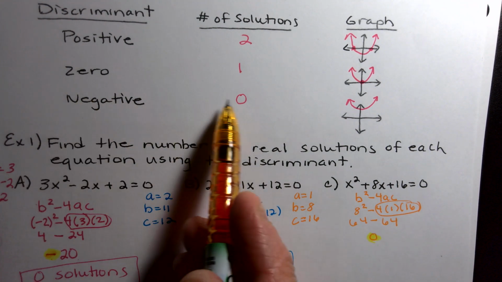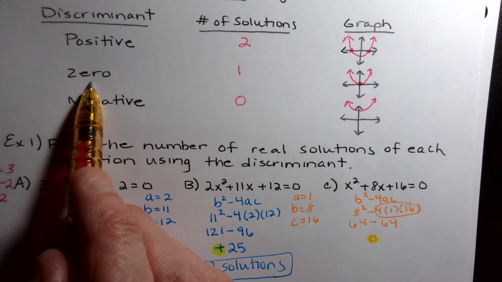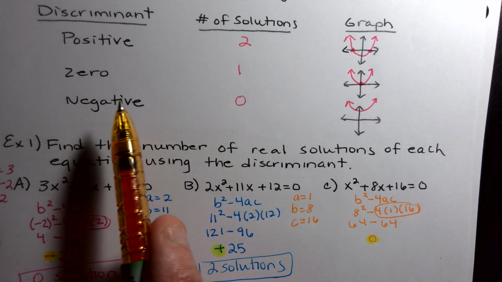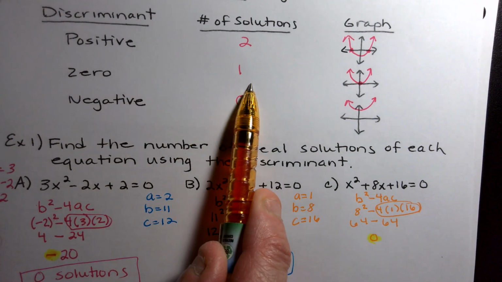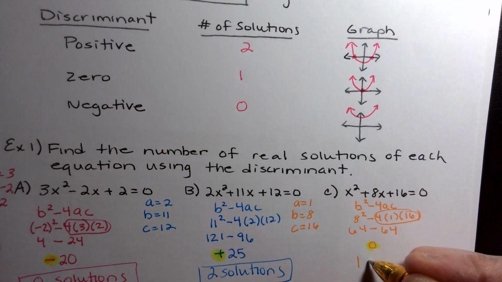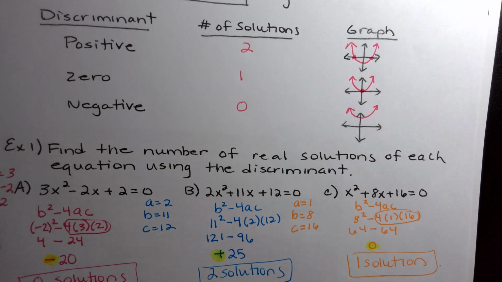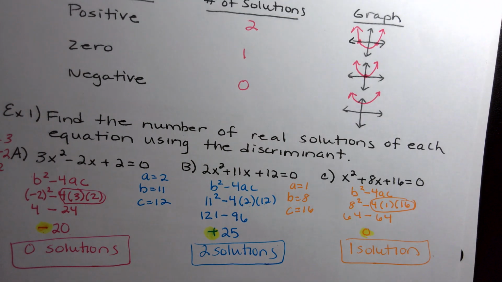So I go up here. 0 means, where's 0? Right here. I'm sorry, I was going here. I go here. The discriminant is 0. I have 1 solution. So I hope that is clear to you. That's again to figure out how many solutions and what type of graph you're going to get.